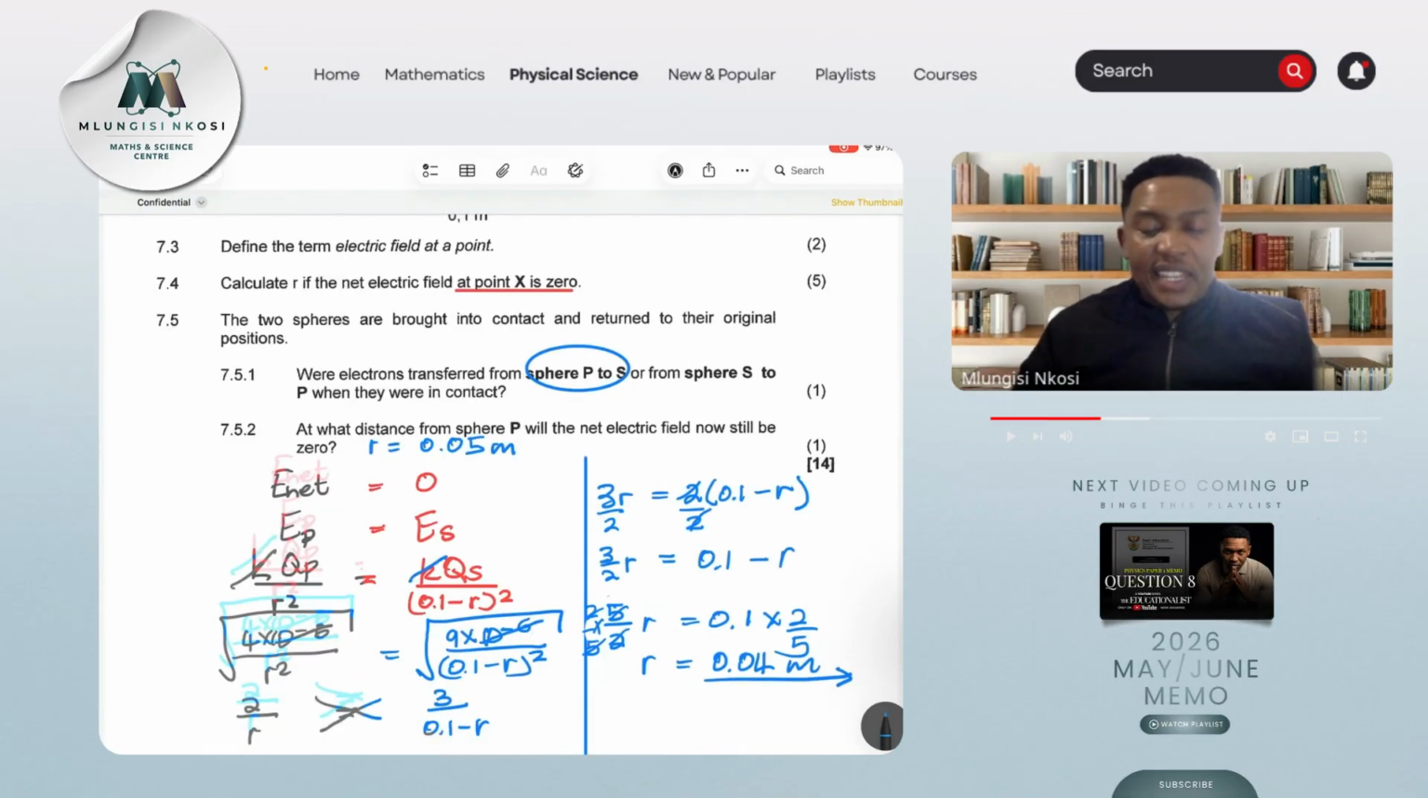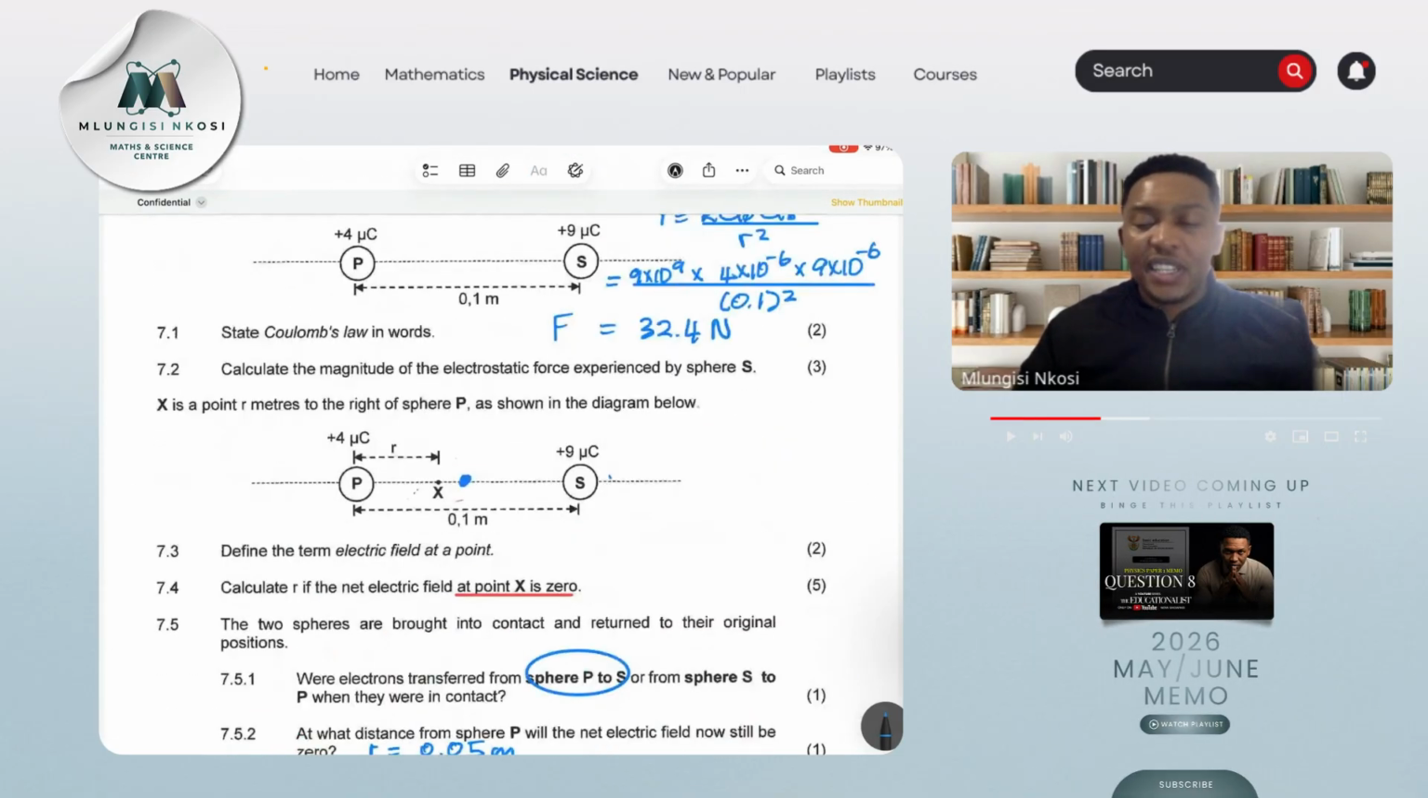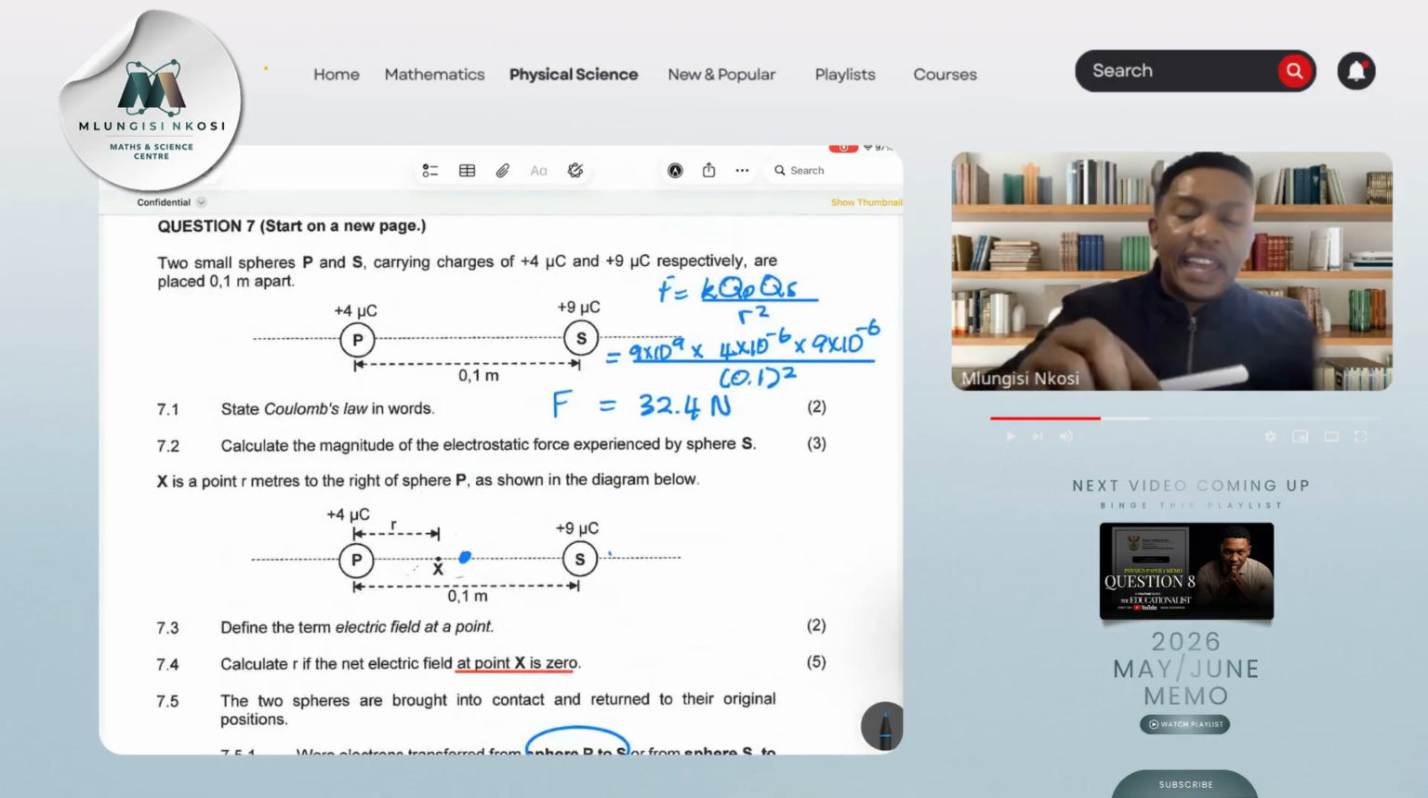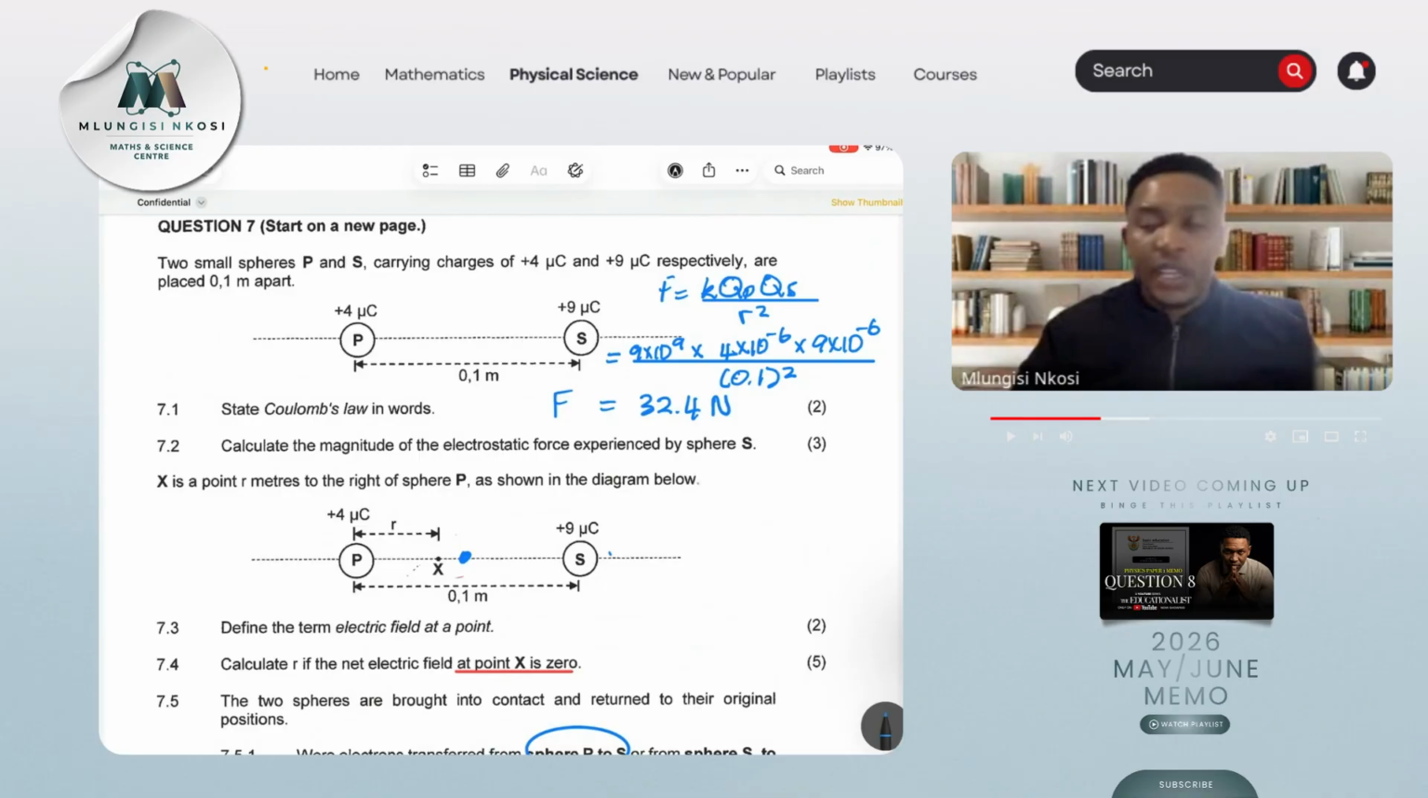And so, ladies and gents, that brings us to the end of question 7. Very interesting, and I hope that we'll continue together on question 8. Let's look at question 8.